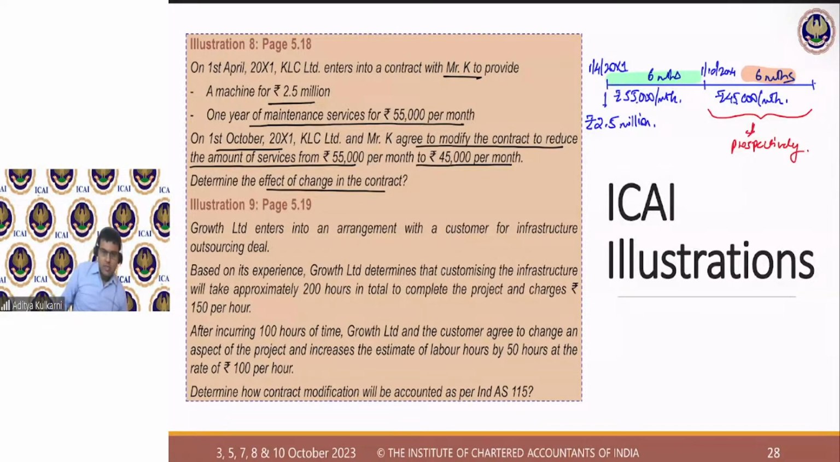Are we clear with this? Yes. So you will account for it on a prospective basis and do the accounting. Are we clear? Yes. They are distinct services, not goods.